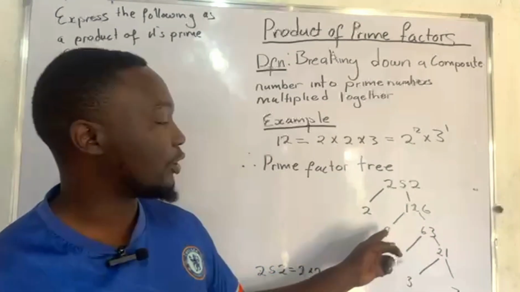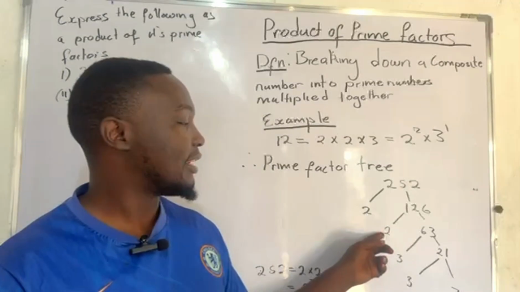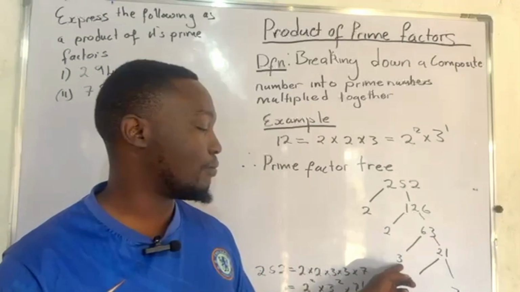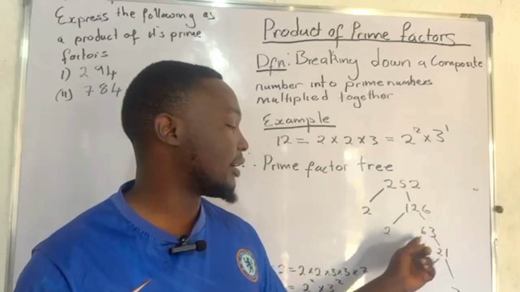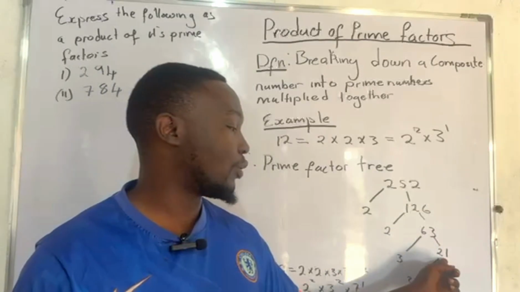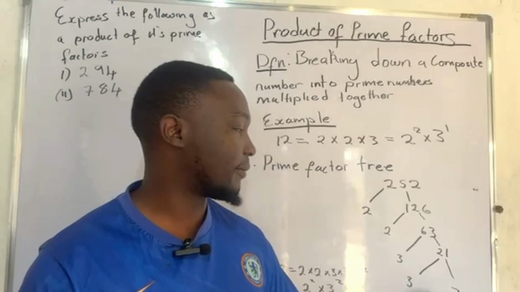Then 63, you cannot divide it by 2. We move on to the next prime factor. The next prime factor of 63 will be 3. So you divide 63 by 3, then you get 21. 21, you also divide it by 3, then you get 7.